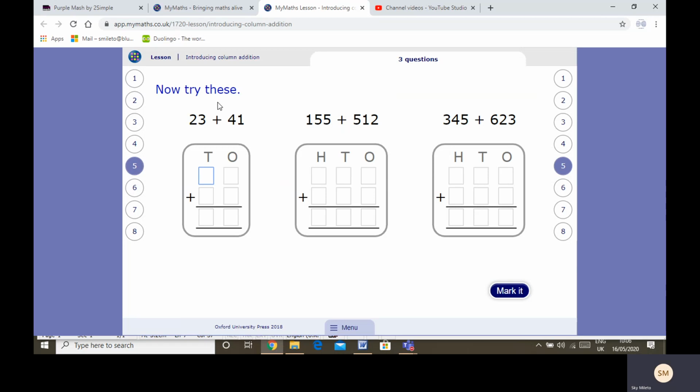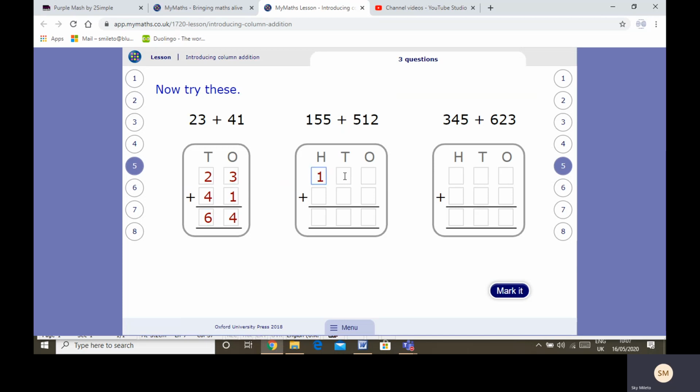This one, they're asking us to write in the numbers. So I know I've got 2 tens in 23 and 3 ones. In 41, I've got 4 tens and 1 one. Now I can add them. 3 plus 1 equals 4. 4 plus 2 equals 6. 64.